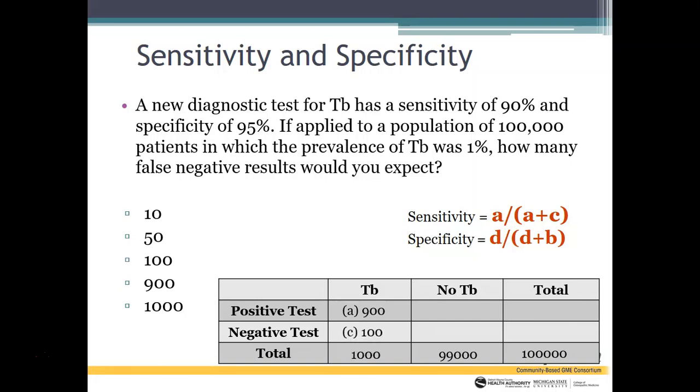And then the specificity is 95%. So 95% of 99,000 is 94,050. And then we get the difference for this, and then simply you would just add across for your totals in this column. So what are they asking? How many false negative results would you expect? So we know from our 2x2 table, this is true negatives, and this would be false negatives. So the answer is 100.